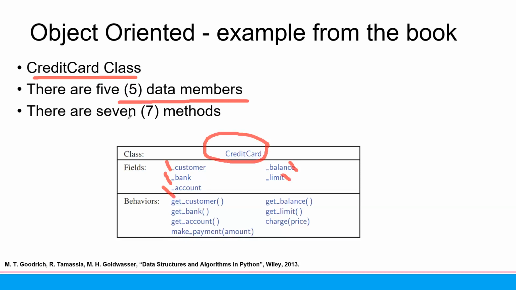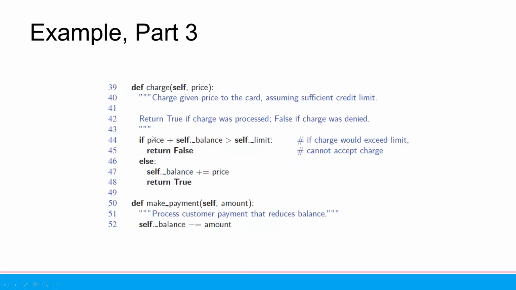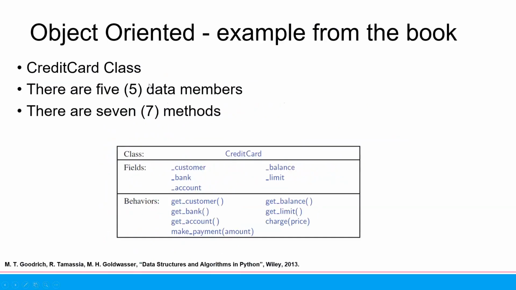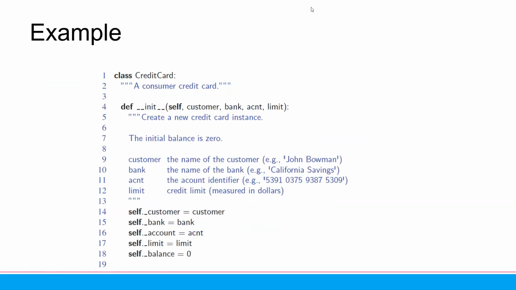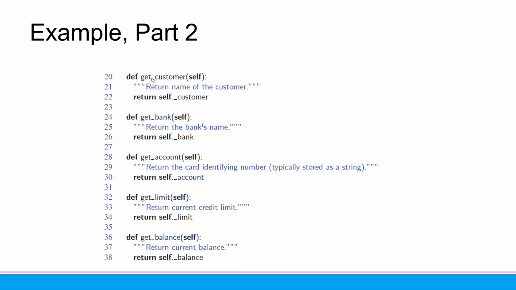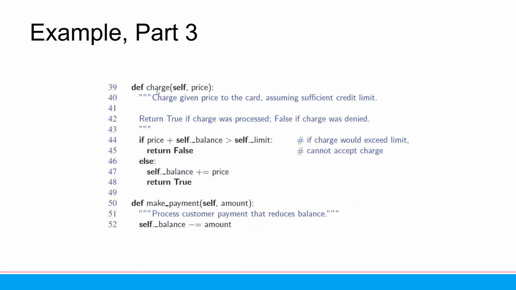Okay, and there are 7 methods. So we have 1, 2, 3, 4, 5, 6, 7. Okay. And we learned that this is the constructor. We have 5 data members, and we will define them in the constructor. And then we have the methods. 1, 2, 3, 4, 5, 6, 7.